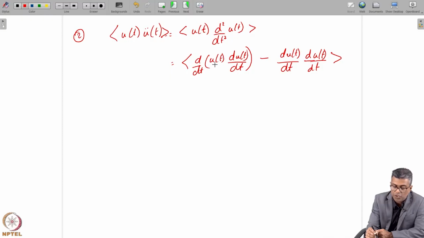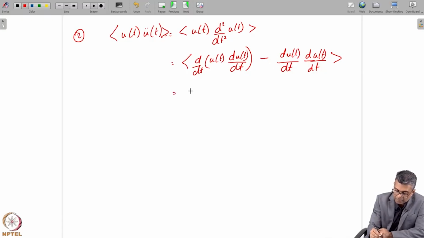Minus, because if you use the chain rule, you are going to get the first times the derivative of the second, which is what this term is, plus this second one times the derivative of the first, which is what this is. That's why I have a minus here. We have done this multiple times in other problems. Now, here is what happens.